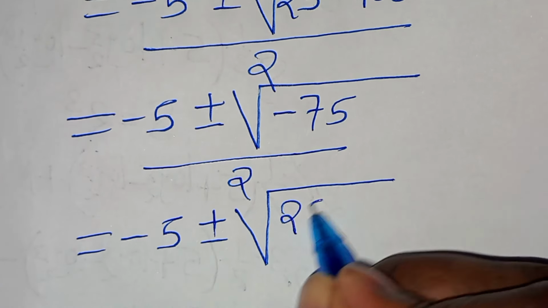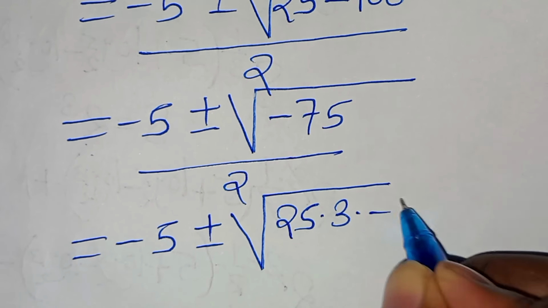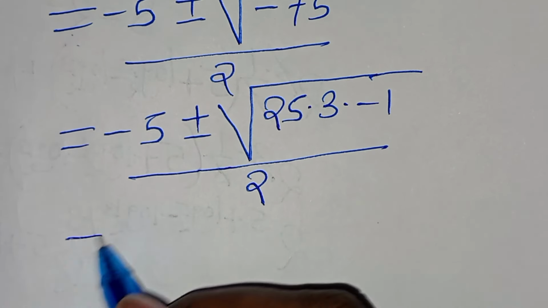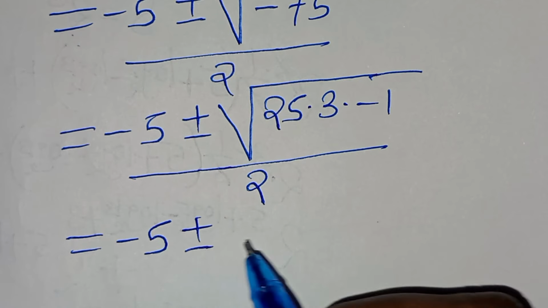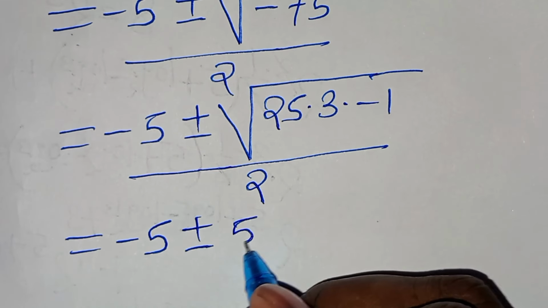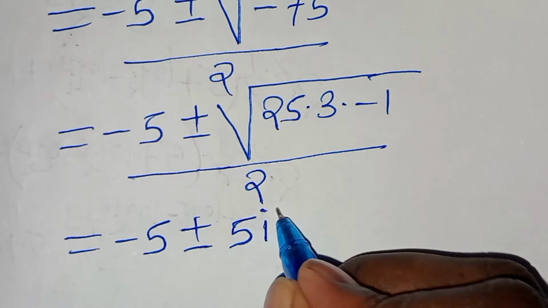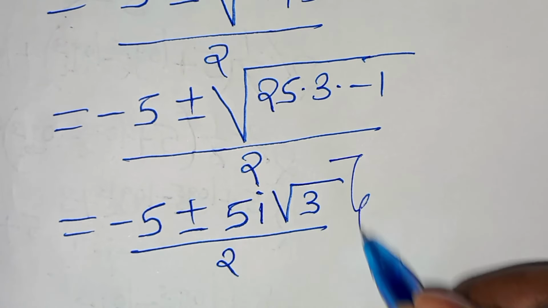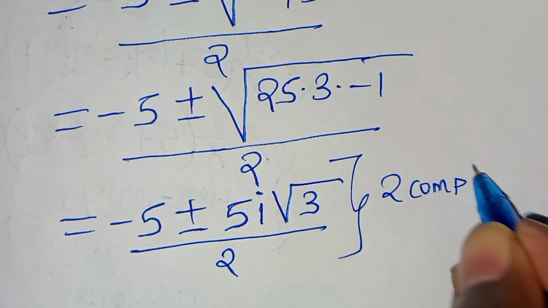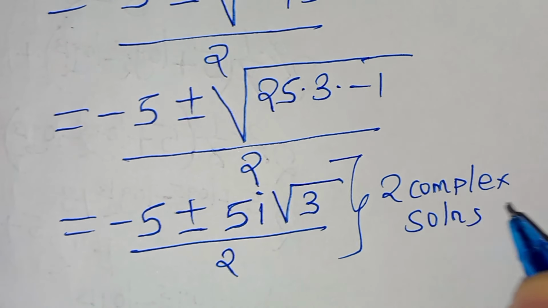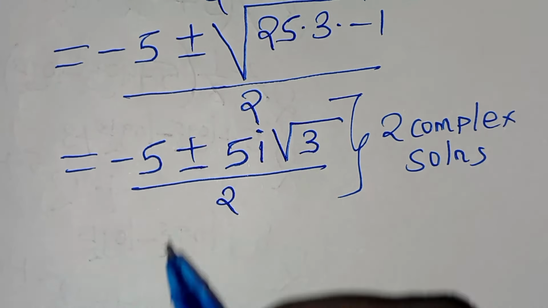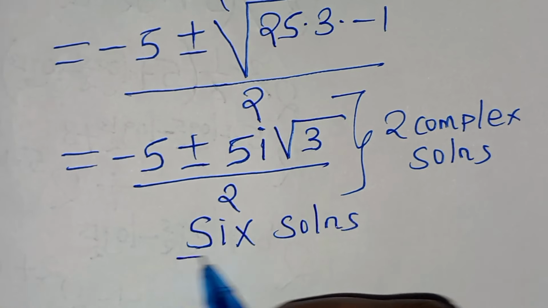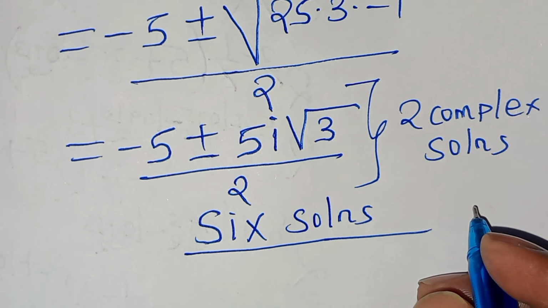We can express this as 25 multiplied by 3 multiplied by minus 1, everything divided by 2. So this is the same thing as minus 5 plus or minus the square root of 25, this is 5, square root of minus 1, this is i, then square root of 3, everything divided by 2. So these are two complex solutions under case 2. And this implies we have 6 solutions to this exponential problem.